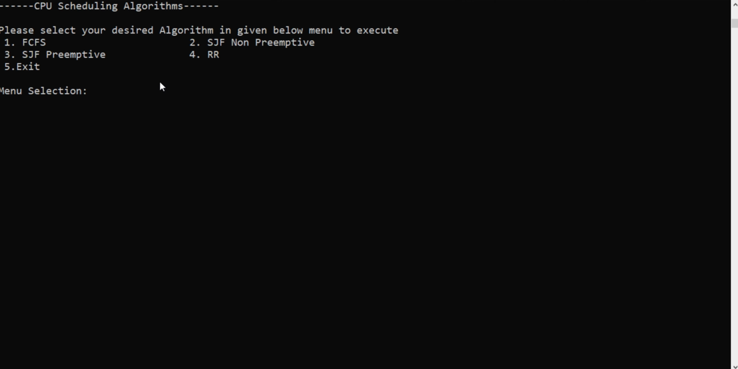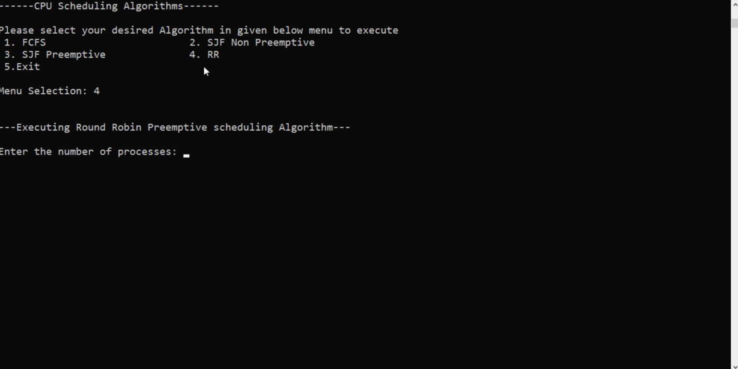So we are here on our developed code. Now at this time we will select option 4, round robin implementation. Okay, it is showing that executing round robin preemptive type algorithm. Okay, it is asking for the number of processes. As we have discussed in example, there was 4 number of processes.